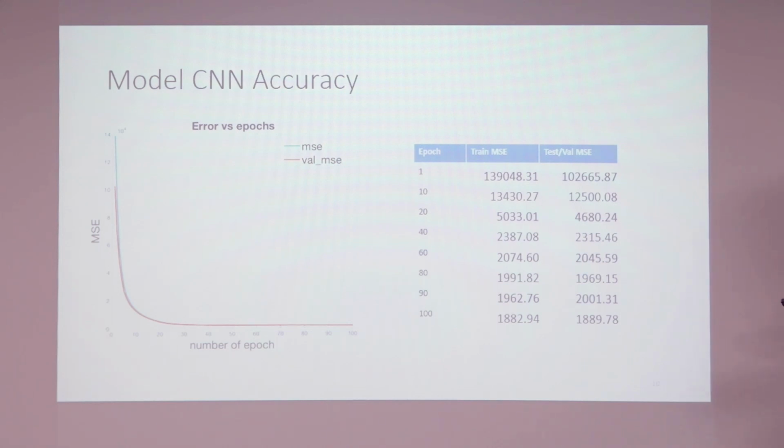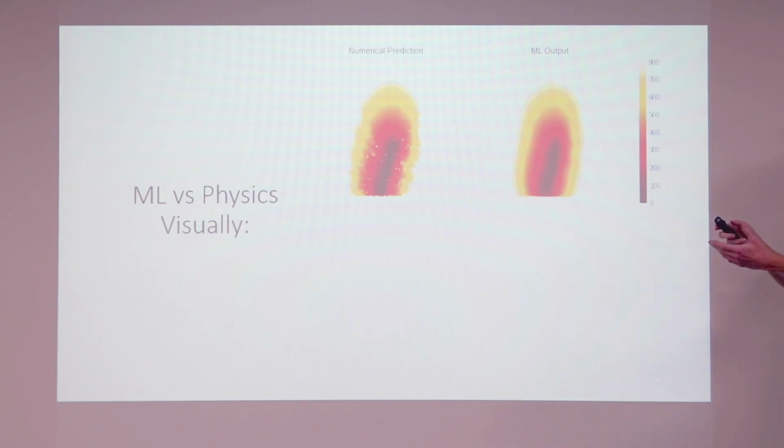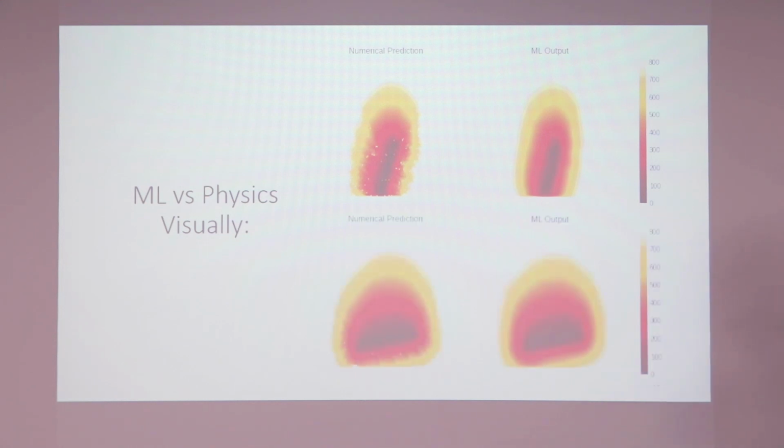And while this is good, I always think a visual example is a little bit more useful, because these are all just kind of arbitrary numbers. So if we look to the left here, we have the numerical prediction from the physics model, and to the right is the machine learning output. You can see it's obviously pretty similar. And then here's a different starting location to try to prove that it's not just that one example that happened to work out that way. They all are pretty accurate.